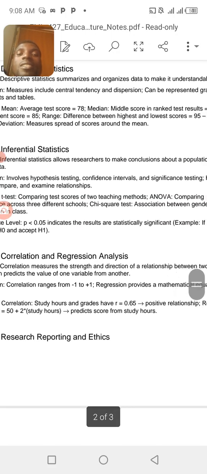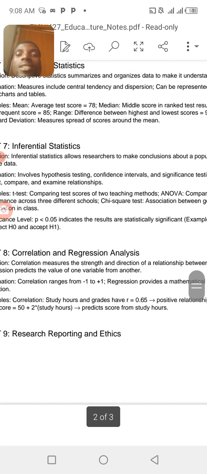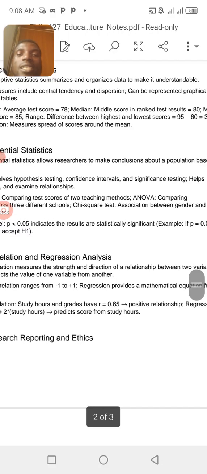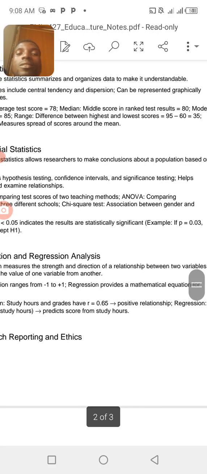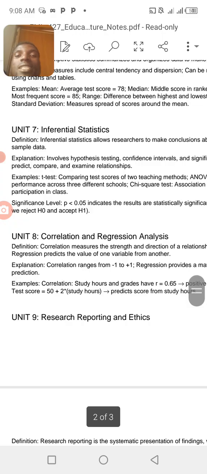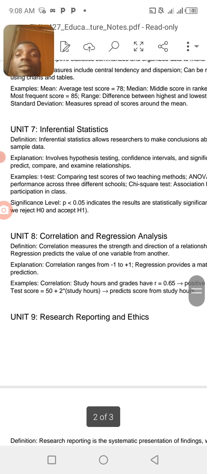Range, that is the difference between the highest and lowest score, right? So let's say the lowest score there is 60, and the highest score, let's say, is 95. So you are going to subtract the lowest score from the highest, which is 95 minus 60. You are left with 35. Can you see now? Then we have standard deviation, which measures the spread of scores around the mean, right?